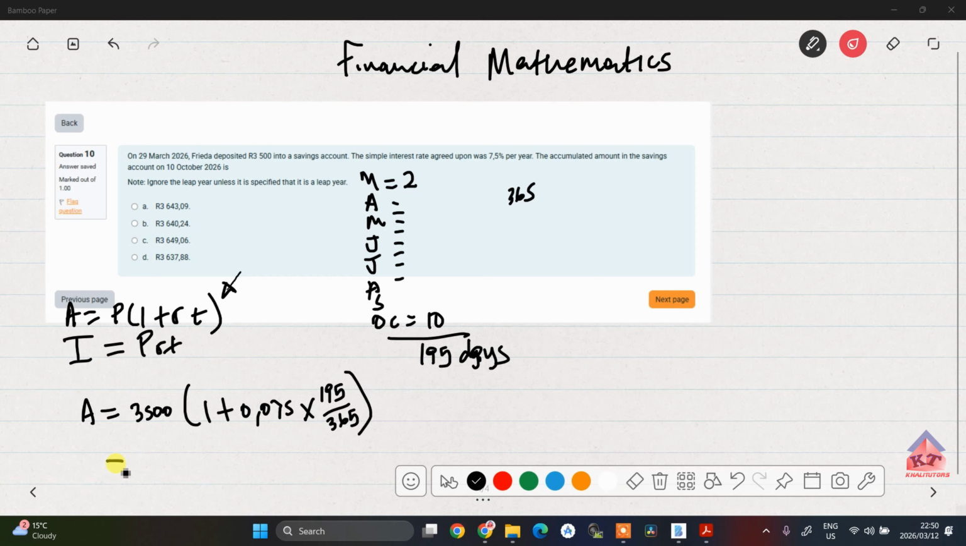If you take out your calculators and punch this, you're going to get the correct answer. Okay, so let us do just that. My calculator gives me a value of 3640.24. Okay, we are rounding off to the second decimal place. Okay, so the correct answer in this case was supposed to be this one here. Okay, so that is all that you were supposed to do.